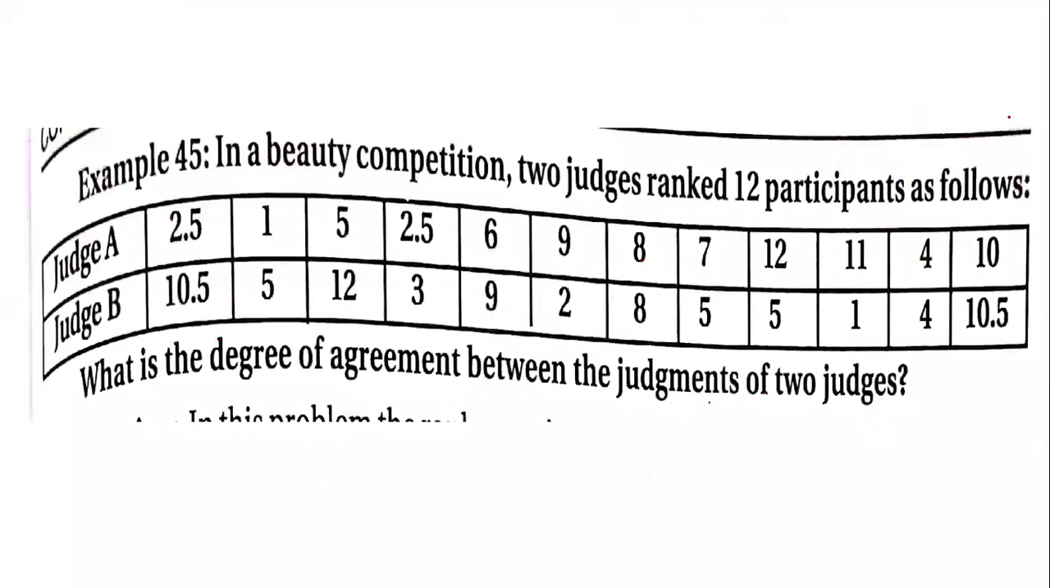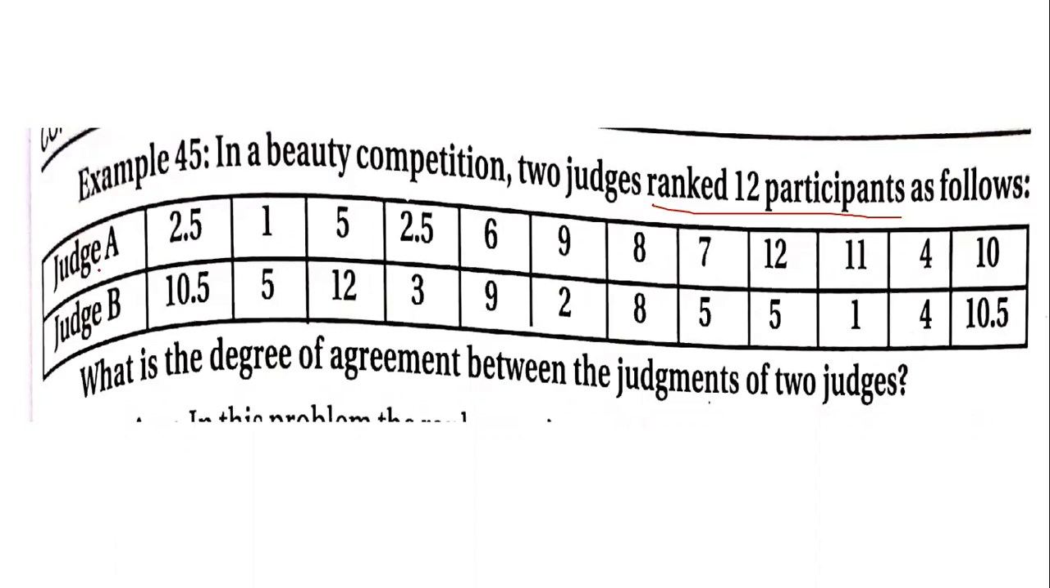Okay, now let us go to the next variety of problems under the same correlation, rank correlation. Now if you see here the next problem, we will read the problem first. In a beauty competition, two judges ranked 12 participants as follows. So there are two judges who have ranked the participants, which means that they have given us the ranks.